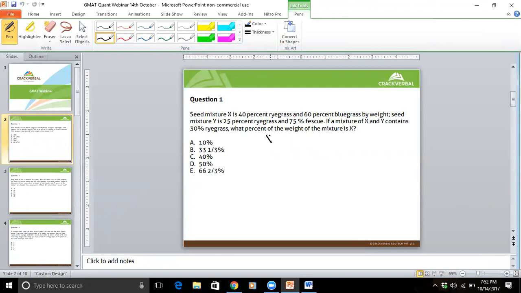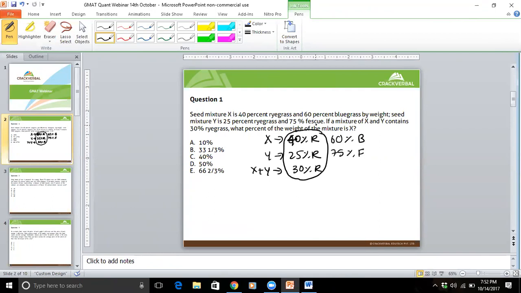So I have seed mixture X, which contains 40% rye and 60% blue. And I have seed mixture Y, which contains 25% rye and 75% fescue. And the mixture X plus Y is going to contain 30% rye. And the question asks me what weight of the mixture is X. So clearly, percentages here are being mixed, and the values which are associated are the percentages of ryegrass in X, Y, and X plus Y. So I'm going to create the mixture diagram for the ryegrass.